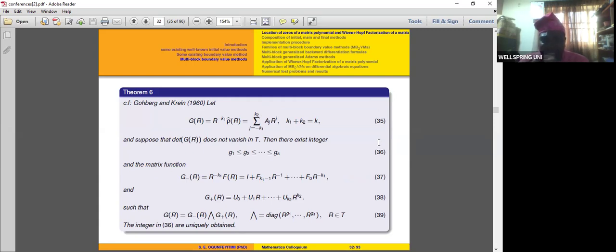We have equation 39, where the diagonal contains R raised to power g1 to R raised to power gs. Those g's, the partial indices, must all be zero before we can have canonical. What the partial index is telling us is how the matrix is. It tells us how the matrix has imbalances or the twisting of solution around the origin.